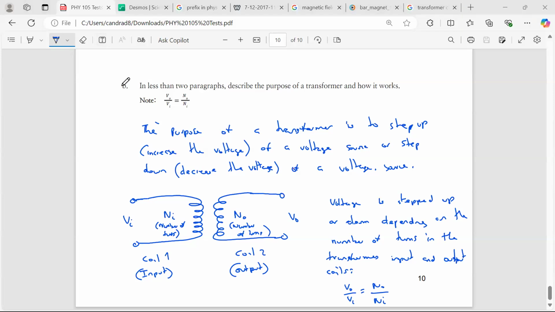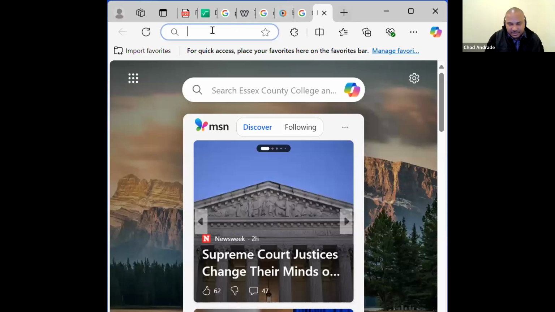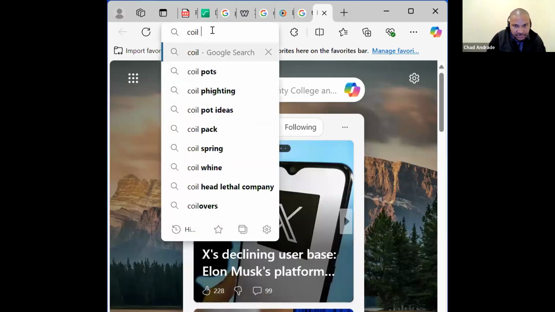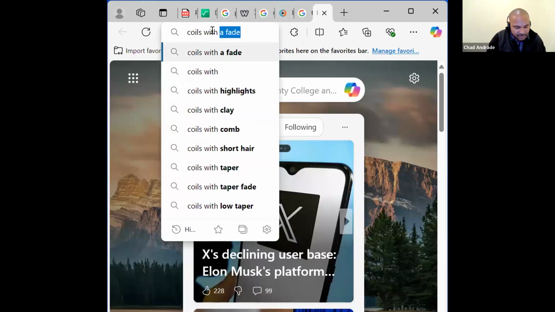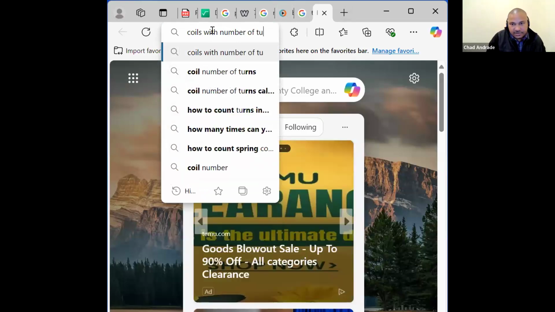Professor, I just have a question. Where you have NI, that is number of what? Sorry, that's the number of turns, the number of times the wire is looped around for the input coil. So that's the coil on the left. You could get coils with different numbers of turns. So I'm going to put some here. Coils with number of turns.